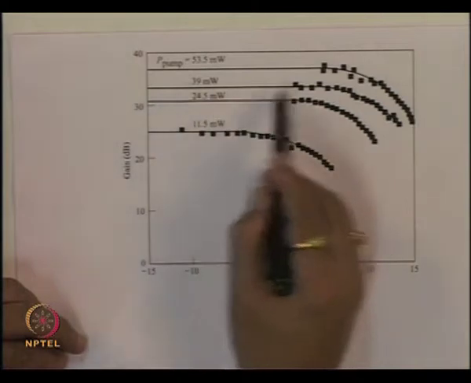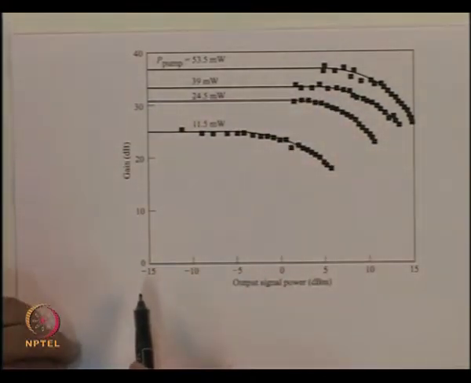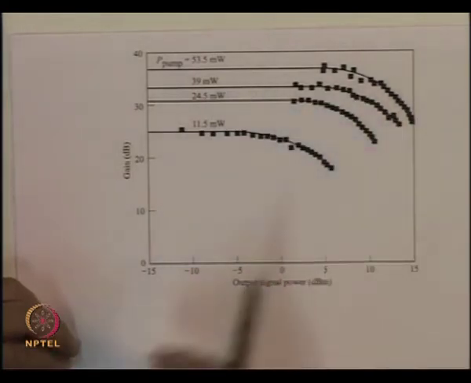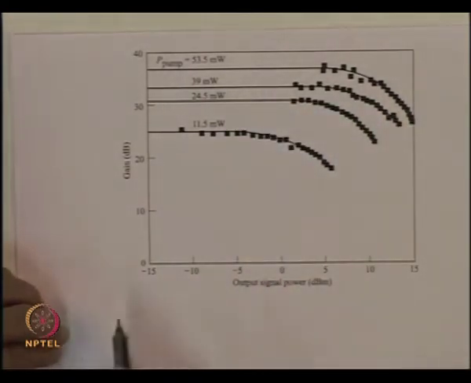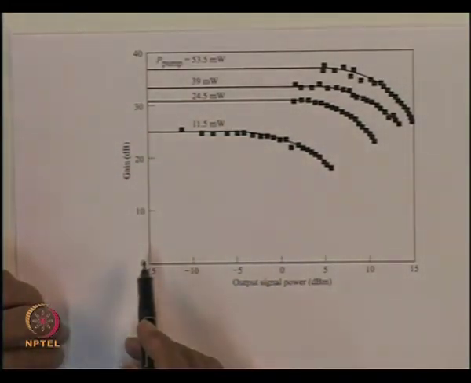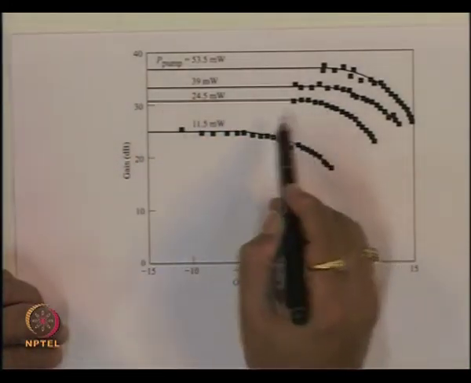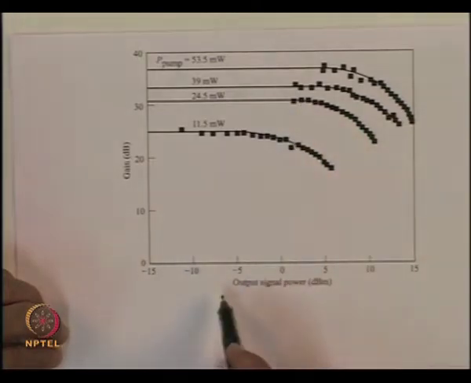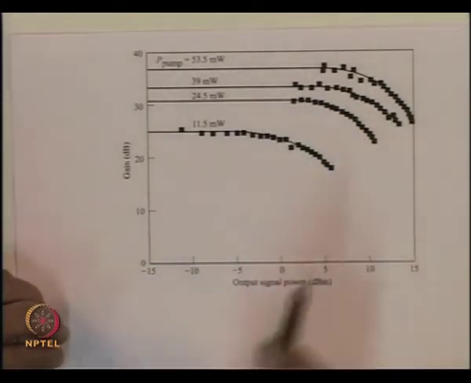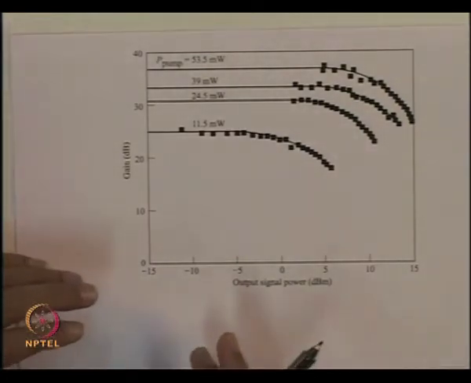So the gain saturation starts coming into the picture beyond about 0 dBm power. Here the typical gain is of the order of about 30 dB, and up to 0 dBm the gain is practically constant, and as you go beyond that, slowly the gain starts dropping because of the gain saturation effect.